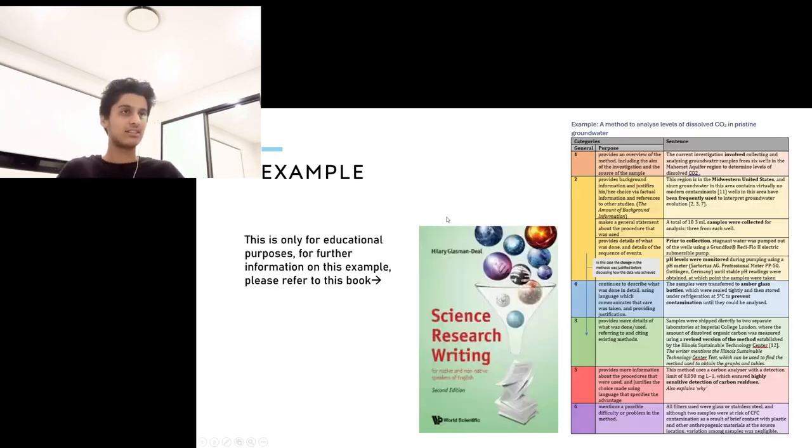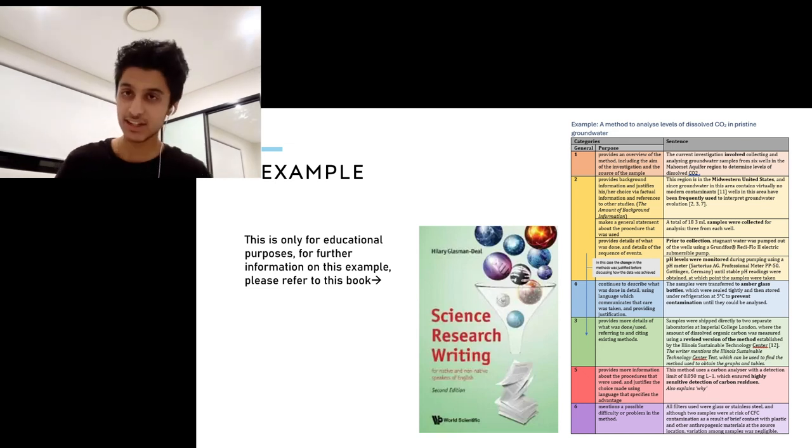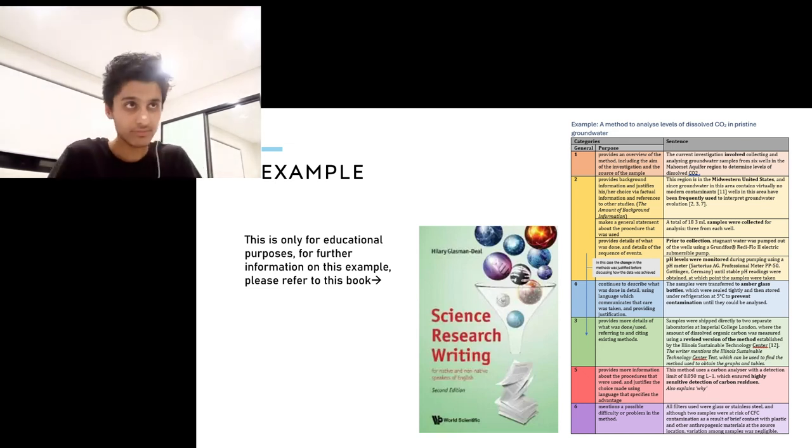Okay, this person, a method to analyze levels of dissolved CO2 in pristine groundwater. See, I took this example and I tabulated it. If you want to see the actual example, look at Science Research Writing, 2nd edition. But here's the table version.